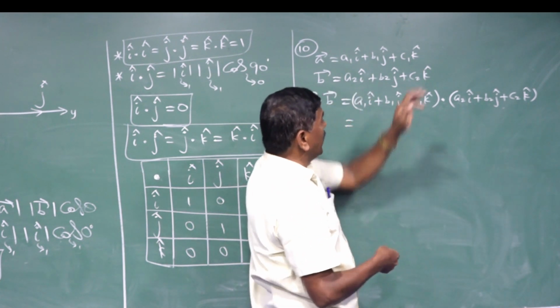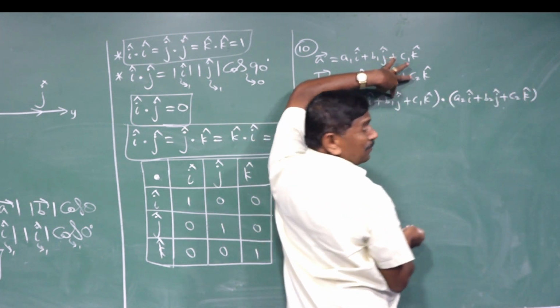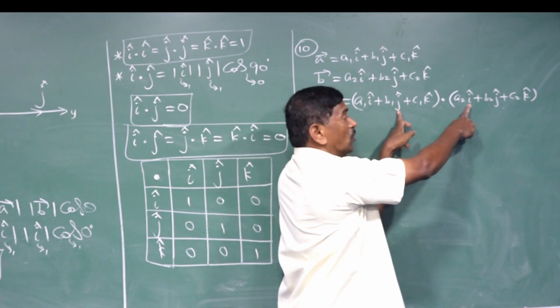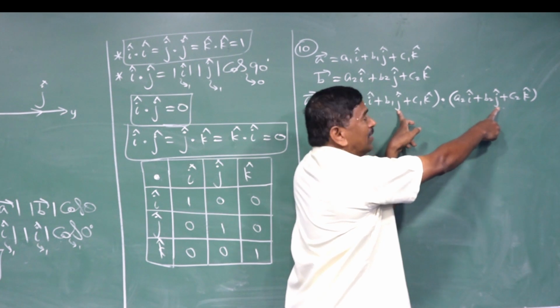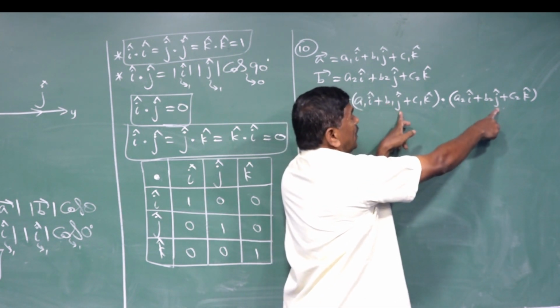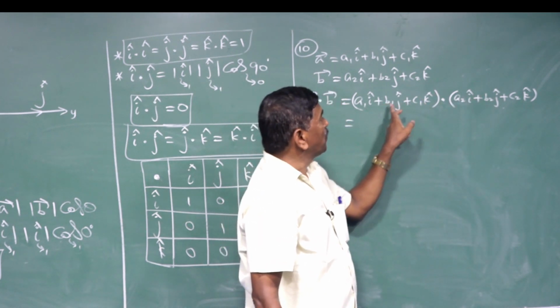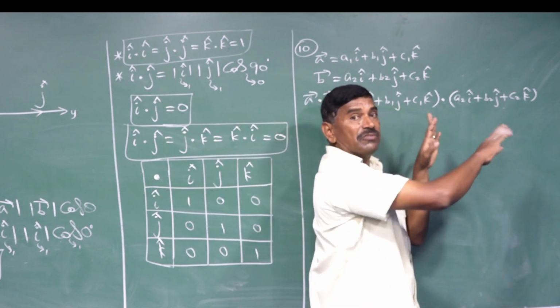Similarly, the second term is going to multiply all the elements in the second bracket. Start your answer. j cap dot i cap is 0, no need. j cap dot j cap is 1, yes. But the coefficient is B1 into B2 into 1, therefore B1 B2. Next step, this j cap dot k cap, yes, very good, 0.